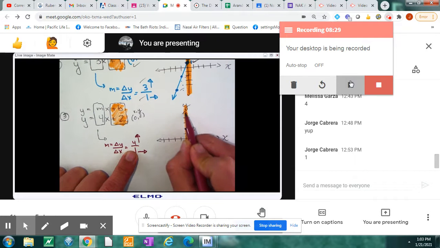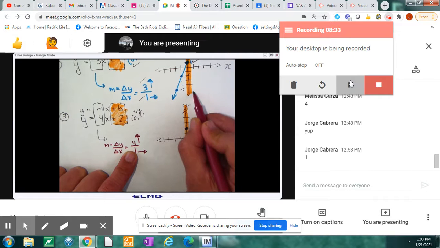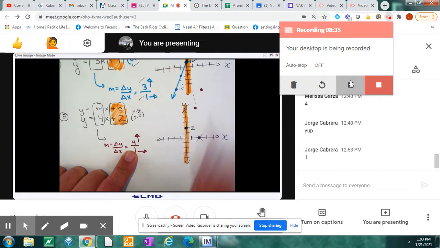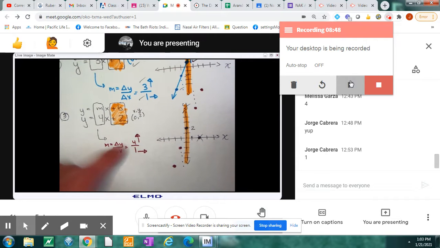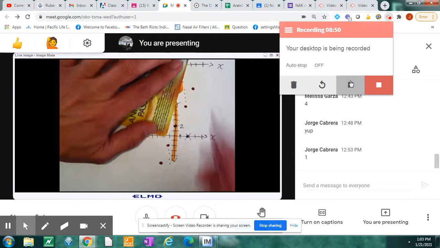So let's do that. 1, 2, 3, 4, 1. 1, 2, 3, 4, 1. And then now we're going to fall. 1, 2, 3, 4, and then back 1. And it should be a straight line. And there you go, straight line.